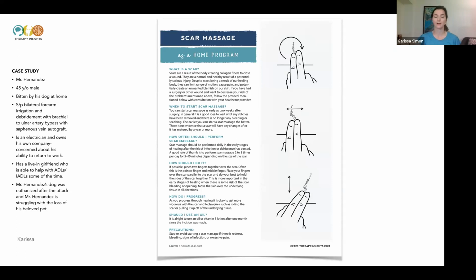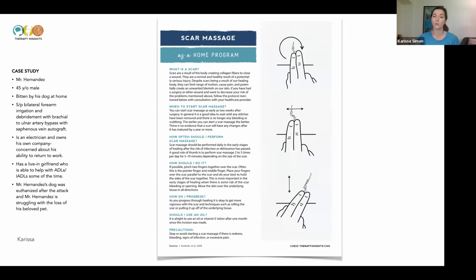It's probably a lot of, the incisions are going to require a lot of stitches to sew up. And because of that, there's going to be a lot of scarring. Not only that, but he also had to have a graft from his saphenous vein. So he's also going to have a scar on his leg. And because he's an electrician, he really needs that mobility in his hands and his forearms. He needs to be able to keep all those joints moving. So I thought this was a great resource to provide him so he can start working on it at home.